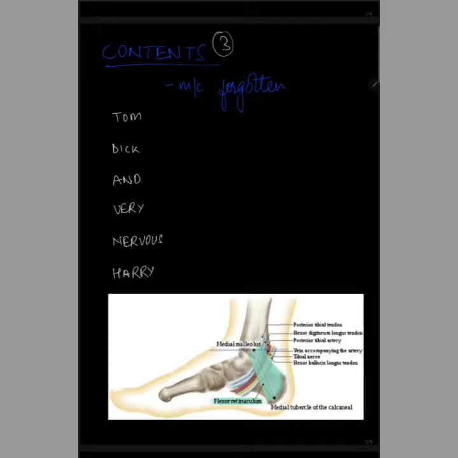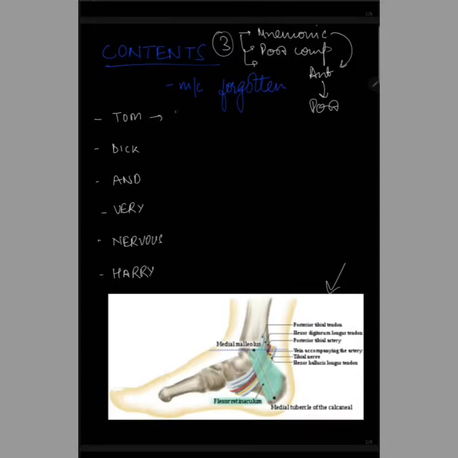There are three things that you have to remember about the contents. Firstly, the mnemonic. Secondly, that it contains only the posterior compartment components. And thirdly, that the mnemonic stands for the components from anterior to posterior direction. You can easily see that on the image below. Now, what is the mnemonic? The mnemonic is Tom, Dick, and very nervous Harry.